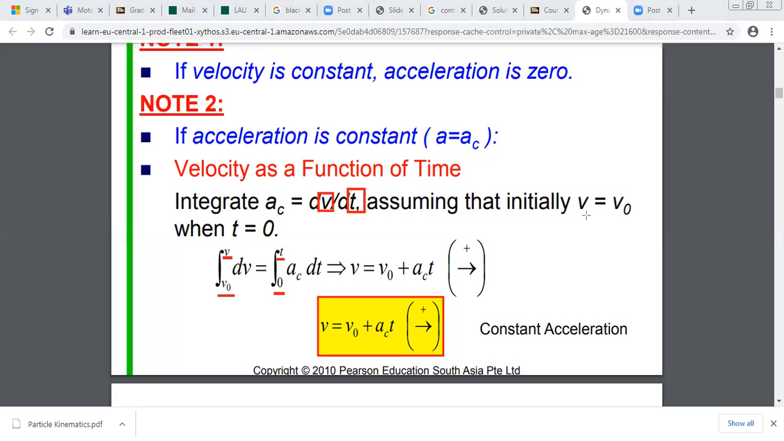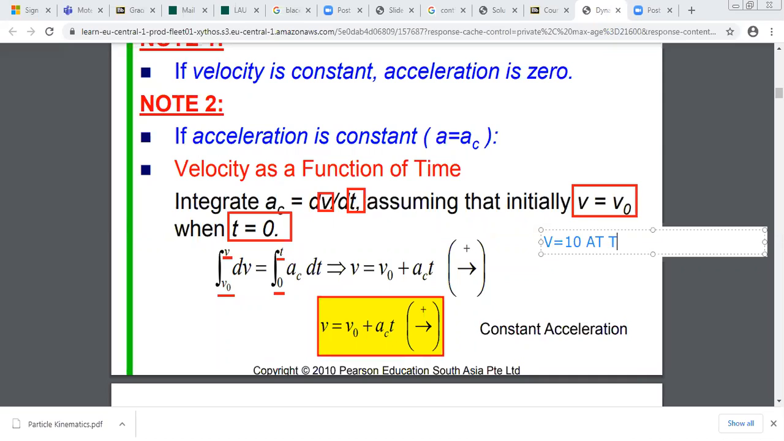So here's what they said. They said assume v equal v0 for t equals 0. This is why we started the integration for time from 0 and the integration for velocity of v from v0. If they give a different condition, so for example, if they say v equal 10 at t equals 1 second, now what will be the integration here? You will integrate for time from 1 to t in this case, and you will integrate for velocity from 10 to v. So always pay attention to your boundary conditions.